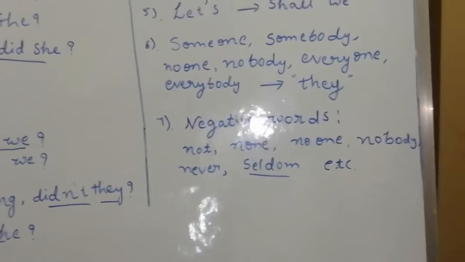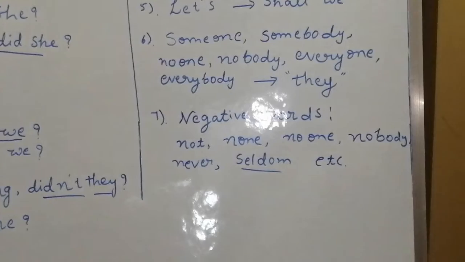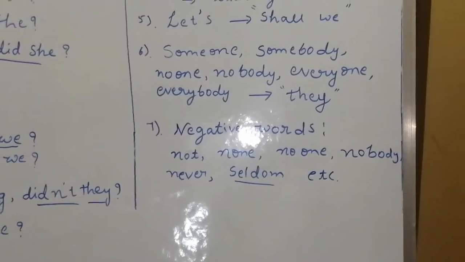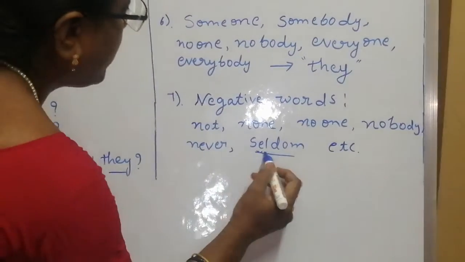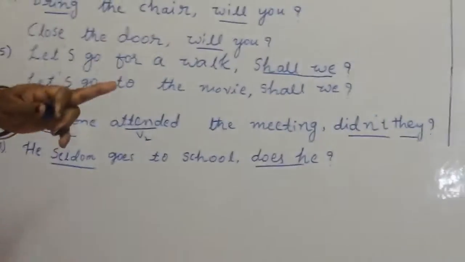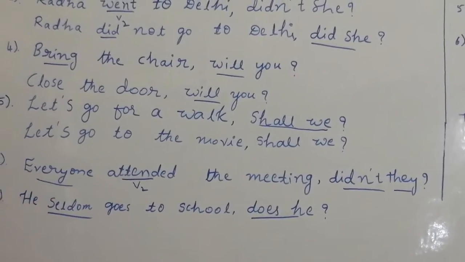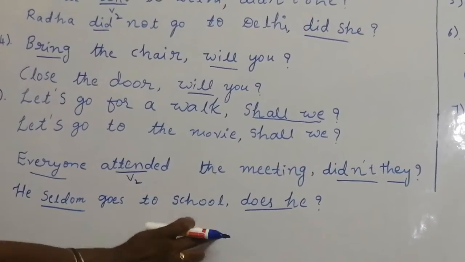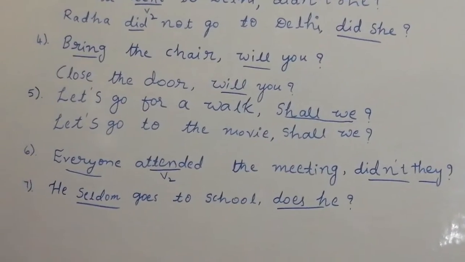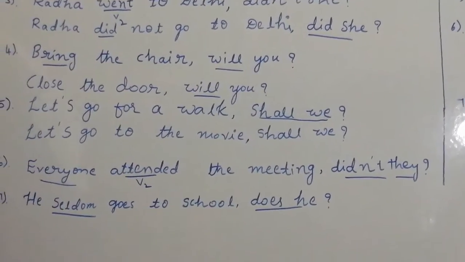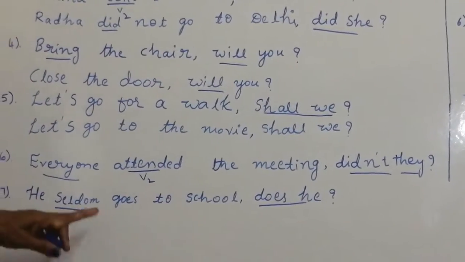And next, negative words. In the previous class we learned what the negative words are. They are: not, none, nobody, no one, never, neither, nor, and one more I gave here, seldom. Seldom is also a negative word. So when seldom comes, we should write only a positive question tag. For example, he seldom goes to school. Seldom, rarely, scarcely, hardly are all equal. Whenever you see them, definitely you have to write a positive tag because it is a negative word.